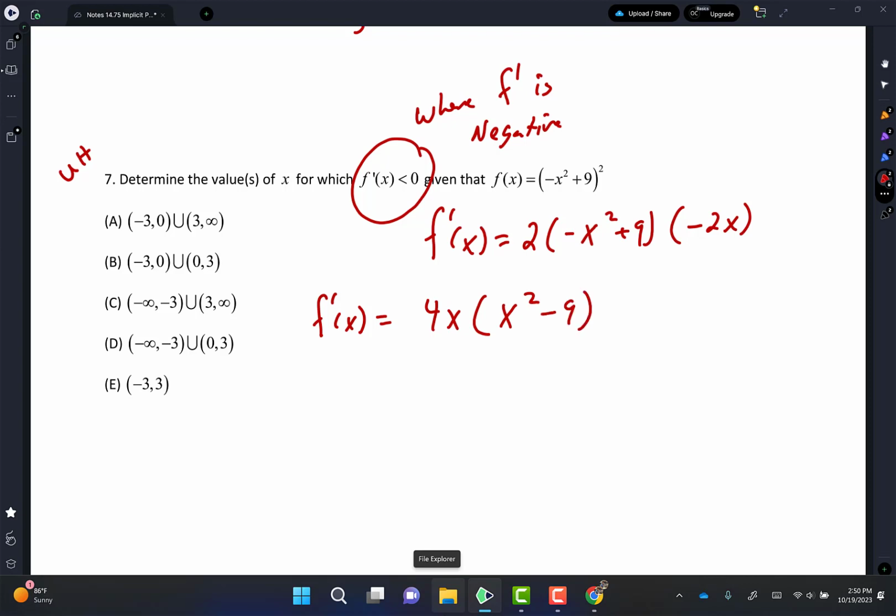Are we okay? Okay, I'm going to find where this equals 0. That's not the answer. I'm just going to find where it equals 0. And I'm not going to factor this out. I'm just going to write the answers. x equals 0 and x equals plus or minus 3. Then I do, okay, I'm going to wait for you guys to catch up.